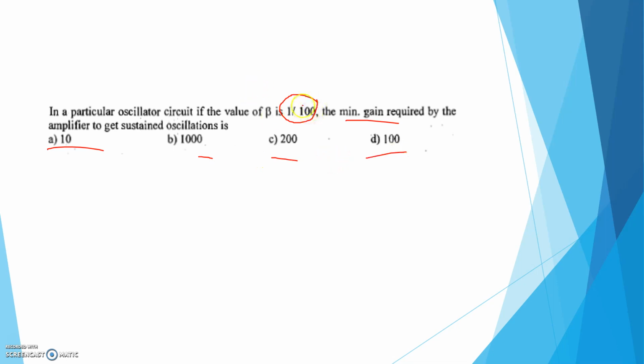See how to approach this. The gain of the feedback network is given. You have to calculate the gain of the basic amplifier block. So recall Barkhausen's first criterion, that is mod of A beta equal to 1, that is A equal to 1 by beta. So the minimum gain of the basic amplifier will be 1 by 1 by 100, that is basically 100. So the answer is D. You should perform this quickly, because in quiz questions you may get hardly 10 seconds for one question.